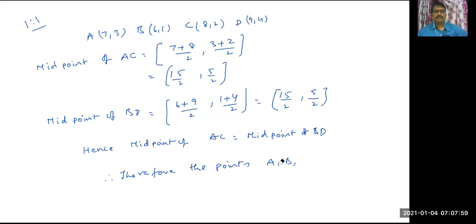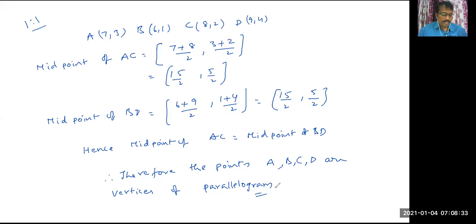So A, B, C, D are vertices of a parallelogram. Spelling correct? Parallelogram. That's it.